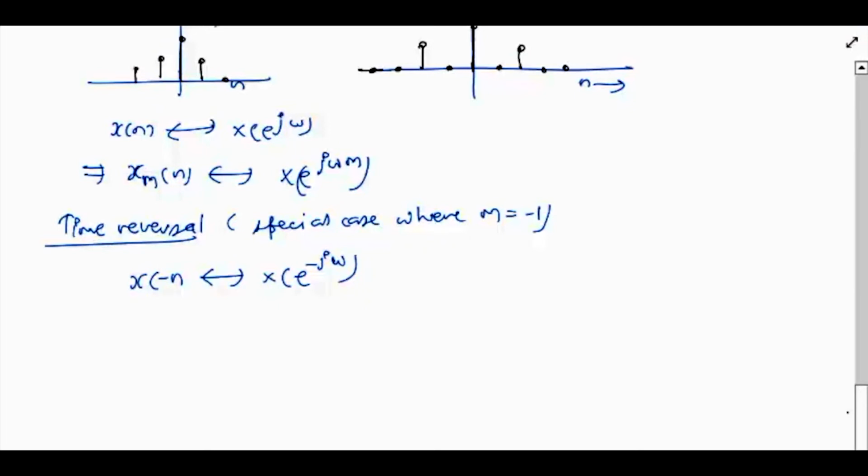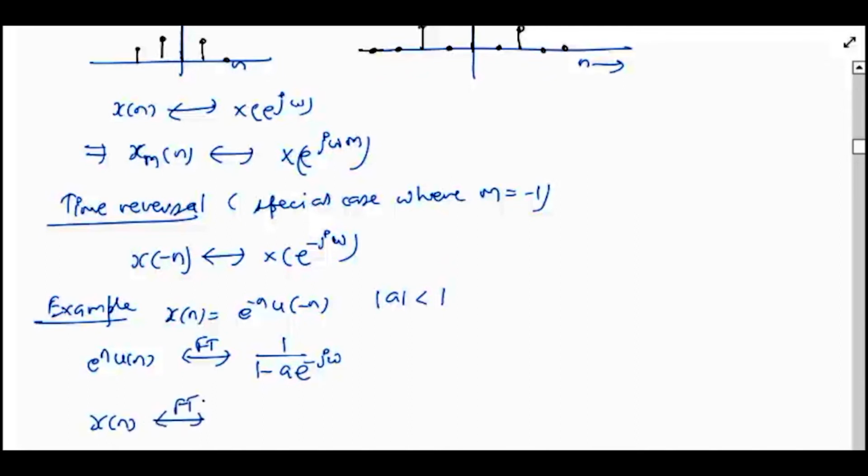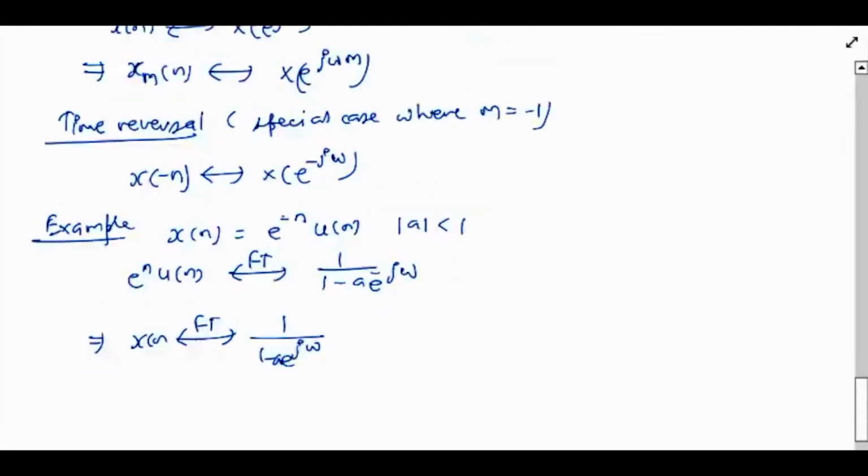Let's see an example illustrating time reversal. Let us consider x[n] equals a^{-n} u[-n], where as before the absolute value of a is less than 1. We have readily seen that the Fourier transform of a^n u[n] is 1 over 1 minus a e^{-jω}. So using the time reversal property, the Fourier transform of x[n] will be 1 over 1 minus a e^{jω}, where minus jω is replaced with plus jω, that is, minus ω is replaced with plus ω. So this is a use of the time reversal property.